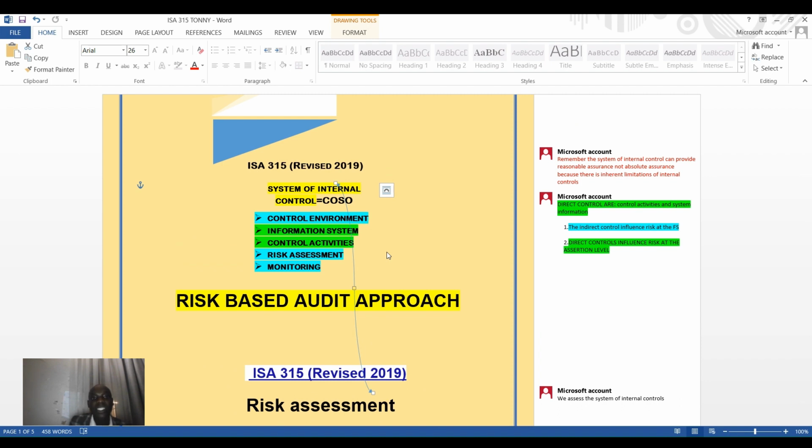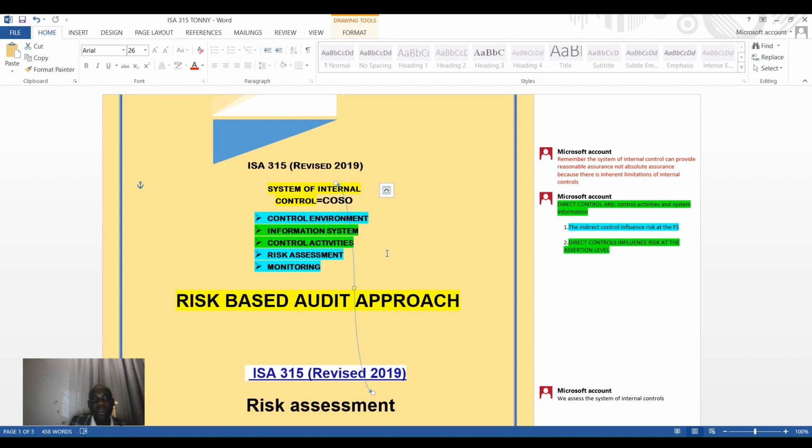As you know, the system of internal control can only provide a reasonable assurance, not absolute assurance, because there are inherent limitations of the system of internal control. Okay, we have five components of the system of internal control, namely control environment, information system, control activities, risk assessment, and monitoring. And then I've highlighted with different colors because we have direct control and indirect control.